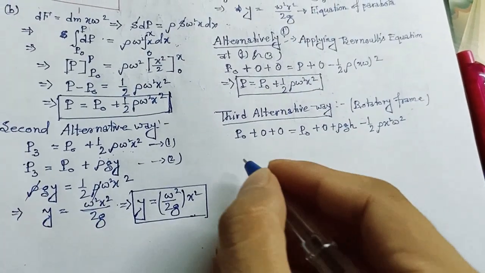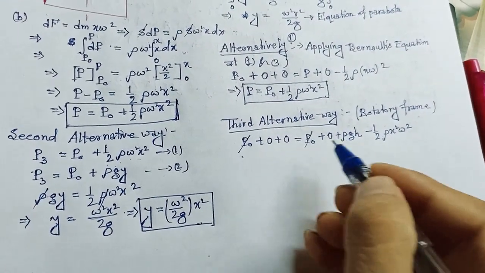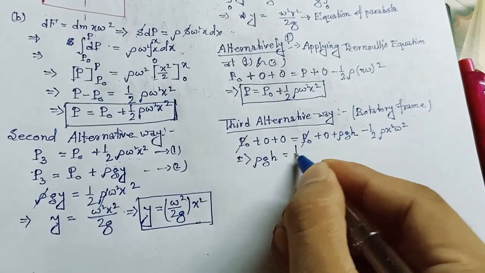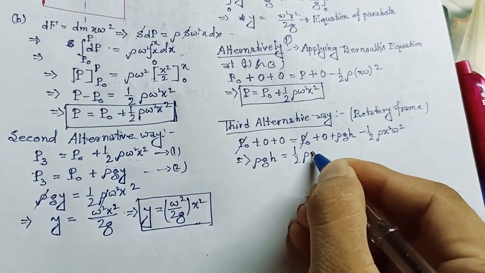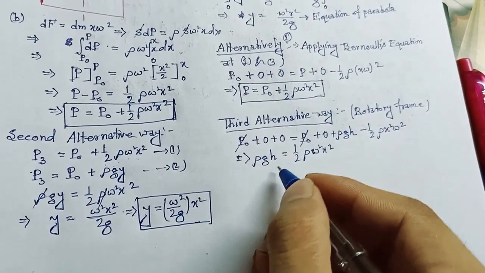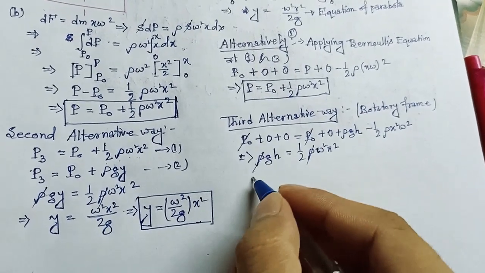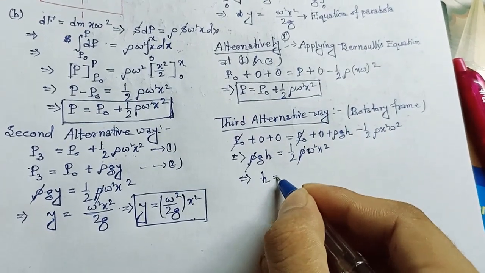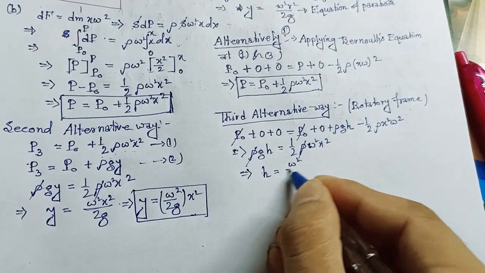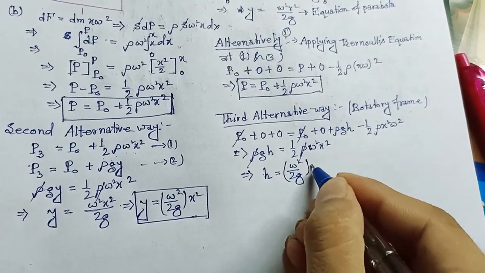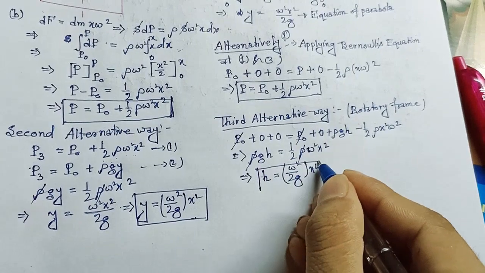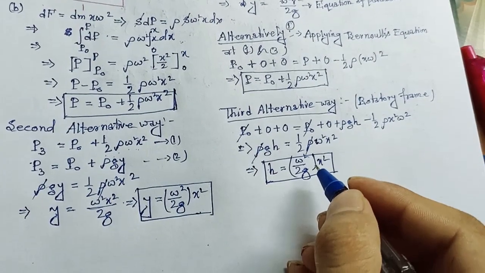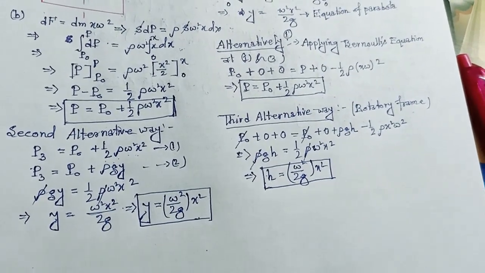So from this equation we can cancel this P naught from each side, and after that we can write this rho g h will be equal to half rho omega square x square. Again we can cancel this rho from each side. If we cancel this rho, then we can find h will be equal to omega square divided by 2g multiplied by x square. So this is our relationship for height, means y coordinate, and x coordinate.